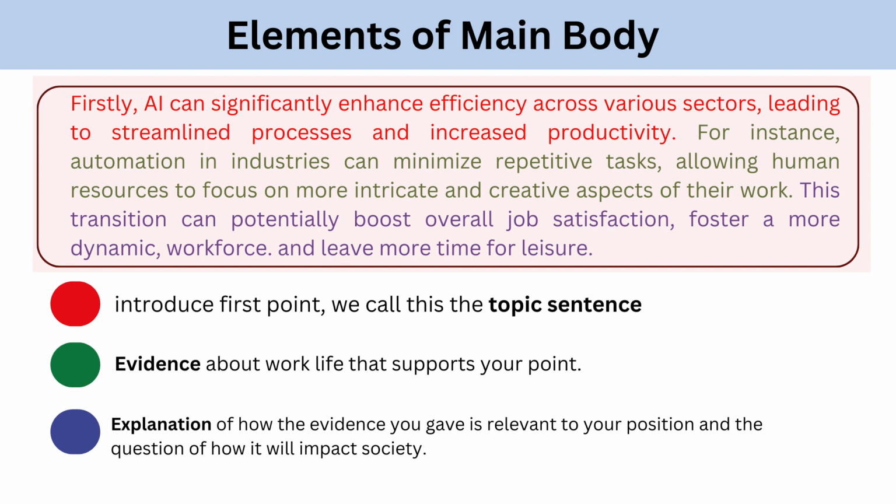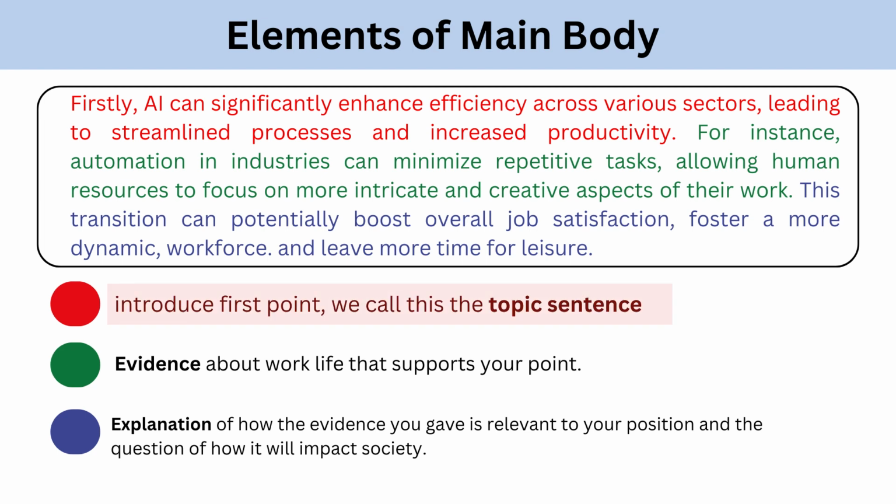For instance, automation in industries can minimize repetitive tasks, allowing human resources to focus on more intricate and creative aspects of their work. This transition can potentially boost overall job satisfaction, foster a more dynamic workforce, and leave time for leisure. The opening sentence introduces our first argument.